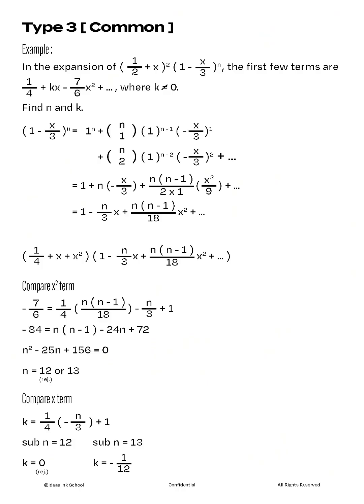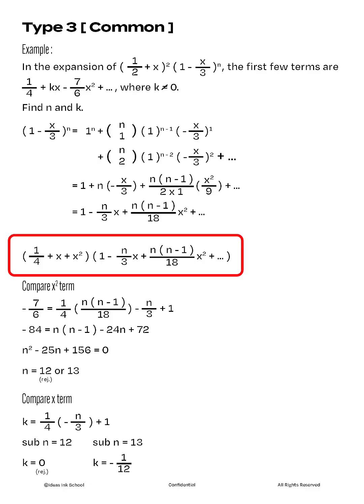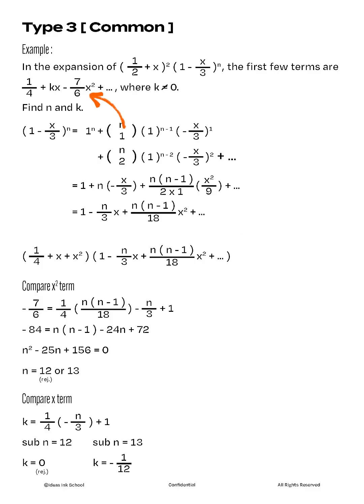Next is to deal with the clue. So we are going to place the normal half plus x squared bracket next to our binomial expansion. Of course, we are going to expand it out first. Half plus x squared is simply just 1/4 plus x squared. So we are just going to do normal sec 2 expansion to get that. Then, what are the clues? The teacher says that the x squared term is minus 7 over 6.